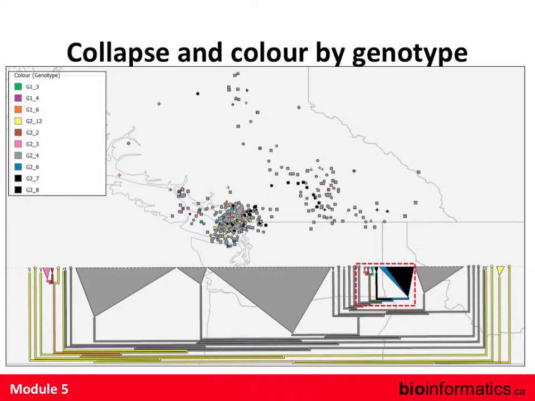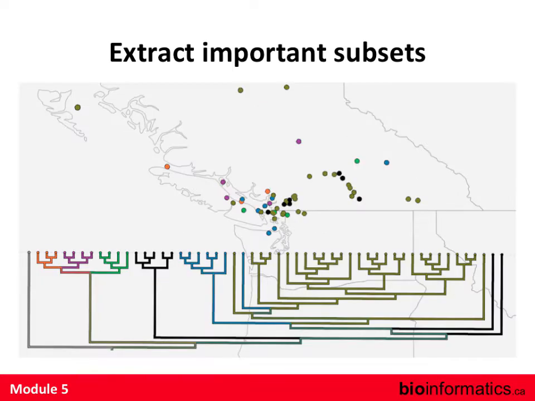So, what else have we got? That's a big tree. We can also extract subsets of interest. Again, we've stopped trying to link the tree leaves directly to the map, but you can still see these colored genotypes, and you can say, all right, here's this orange genotype. Where is it? Well, it's there, there, there. This is a case where we've sub-selected part of the tree and are just focusing on those relationships.